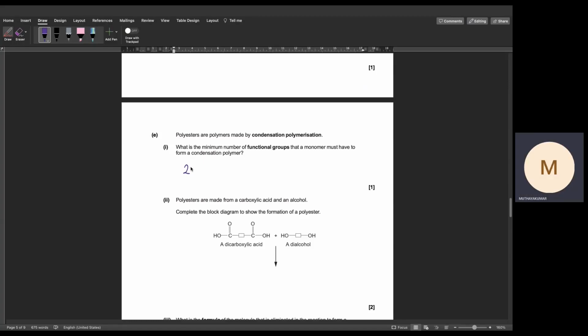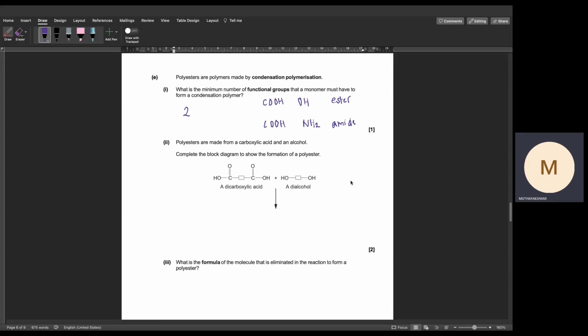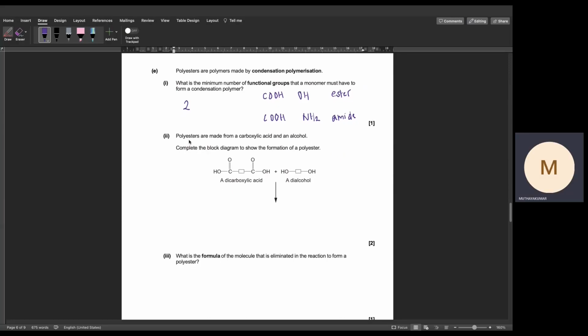Now, these 2 functional groups can be on either side of a monomer, or it can be 2 separate monomers, where one monomer has one functional group and the other monomer has another functional group. So in the next question, we can see how these functional groups come together to form a polymer. So in this case, we're looking at polyesters, which are made from a carboxylic acid and an alcohol group. In this example, we've got 2 different monomers.